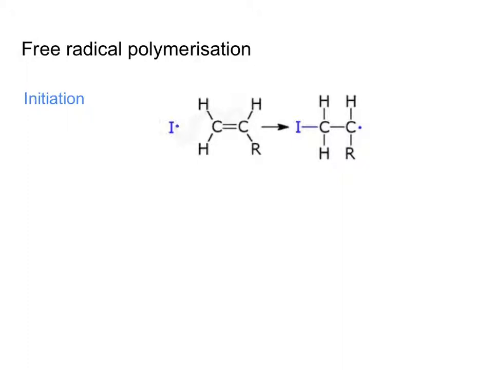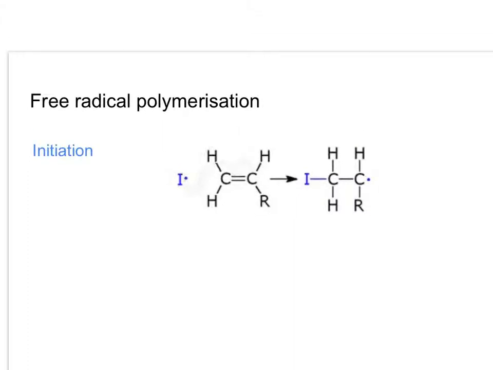Now, in the HSC course, you don't specifically need to know the structure of an initiator, and generally what we're going to do in this first step of a free radical polymerisation is represent an initiator as a capital I.